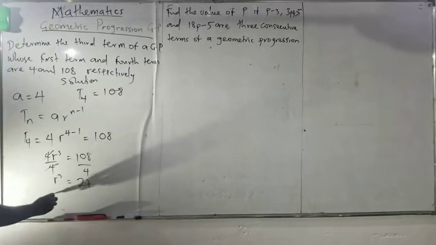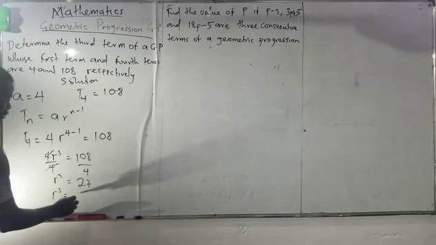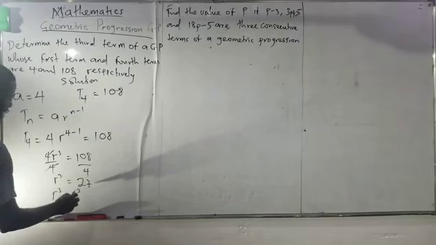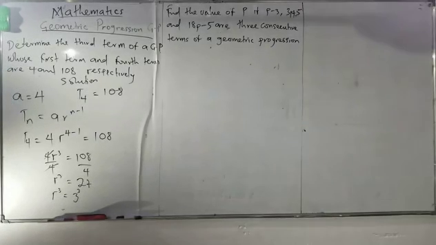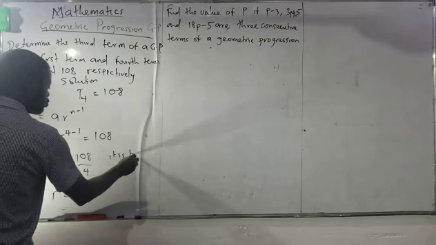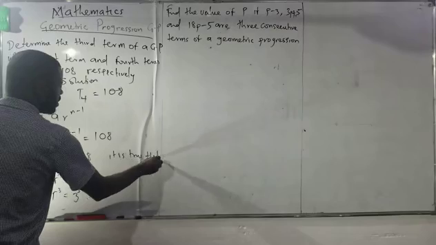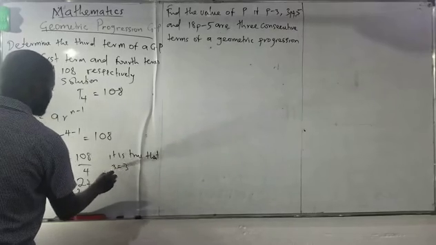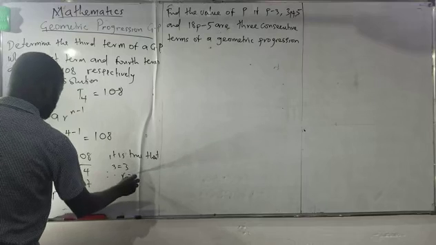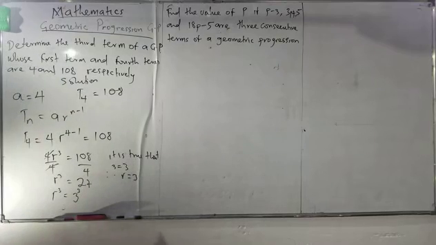Now, my R cubed equals what? 3 raised to power 3. 3 raised to power 3 is 27. Now, it is true that 3 equals 3. Therefore, my R equals what? 3. It means my R equals 3. Now, how do I get my third term?